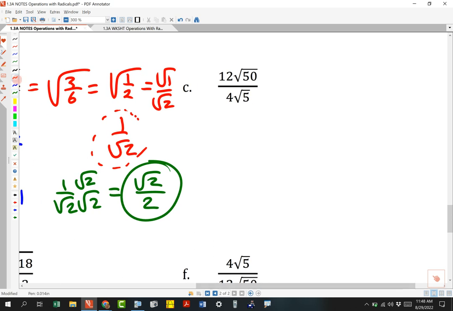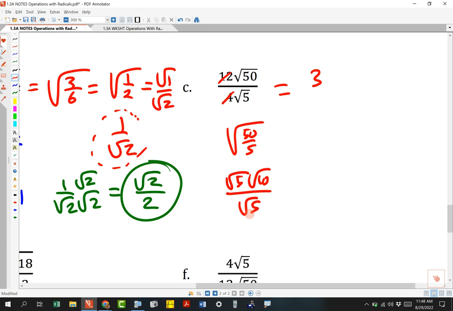This one, it doesn't really matter which way you do it. I'm going to take care of the numbers in front, so I'm going to have a 3 on the top. Whether I write it like this or whether I do this, either way, when I cancel these off, I'm going to have a radical 10 on the top. The numerator completely cancels.